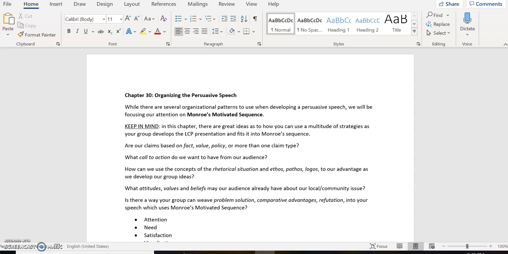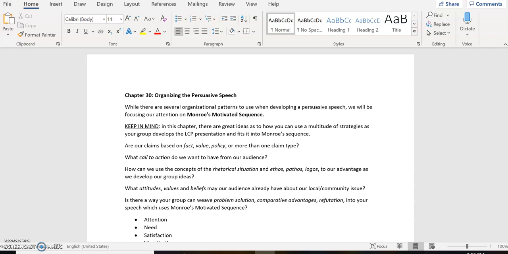So think about that. And then what call to action do we want to have from our audience? This is another question I wrote down because I want you to think about this as you're going through your project. At the end of it all, what kind of action are you hoping to achieve from this? Action from your audience, that is. What are you hoping to incite in them?